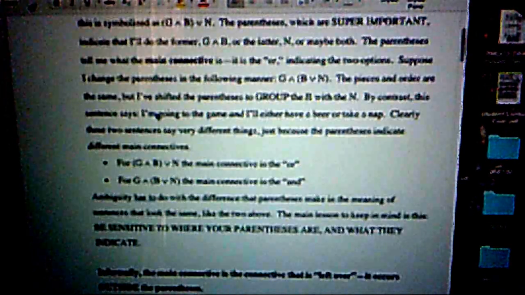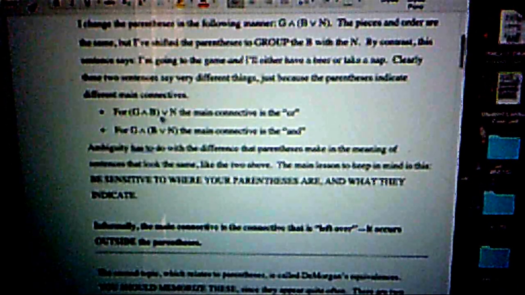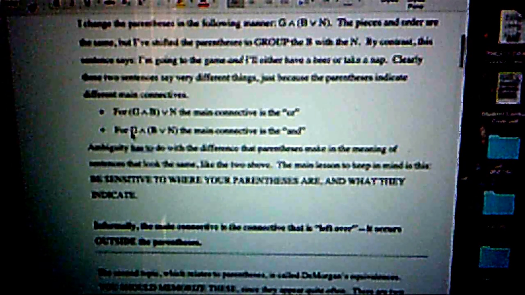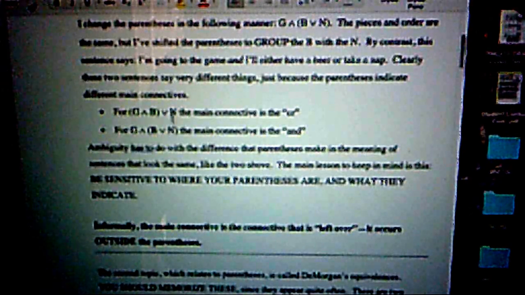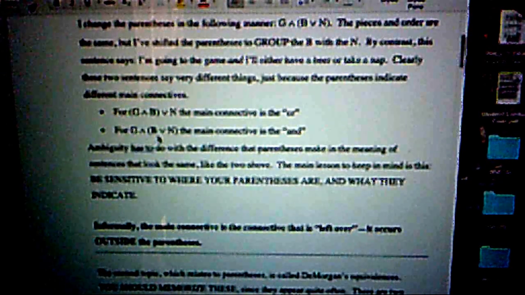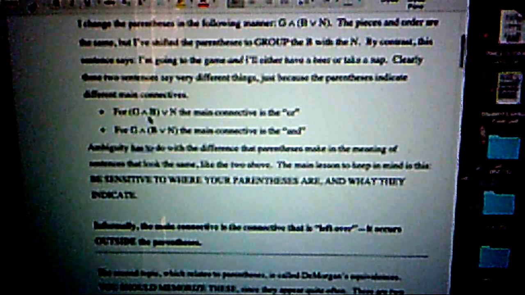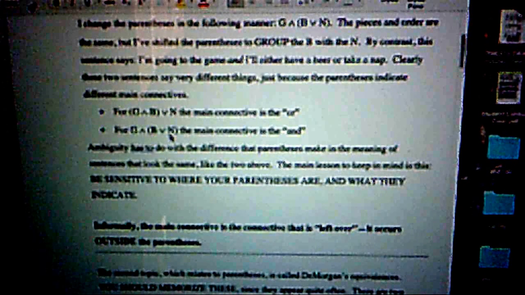Take a look here. I have an example right here. I have this sentence in the abstract: G and B or N, and G and B or N. They look the same, these two. The only difference is where I put the parentheses. In the first case, these two are grouped together, and in the second case, the B and N are grouped together.